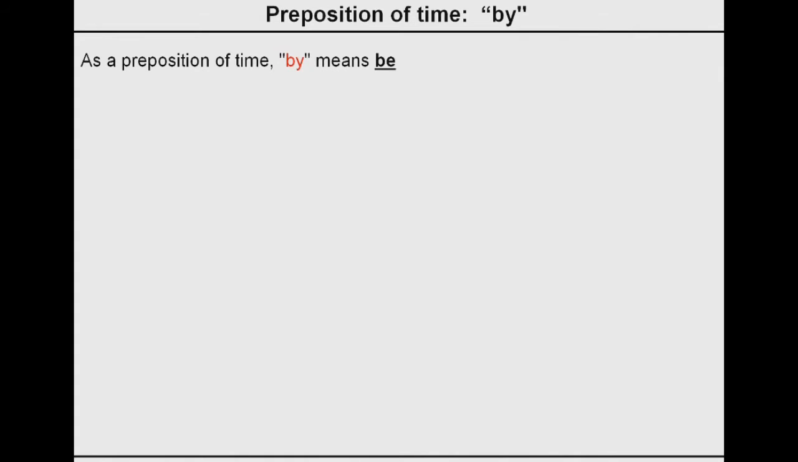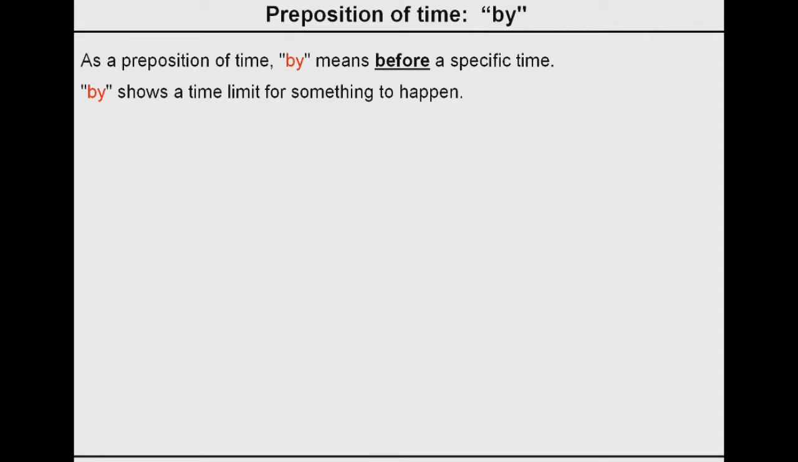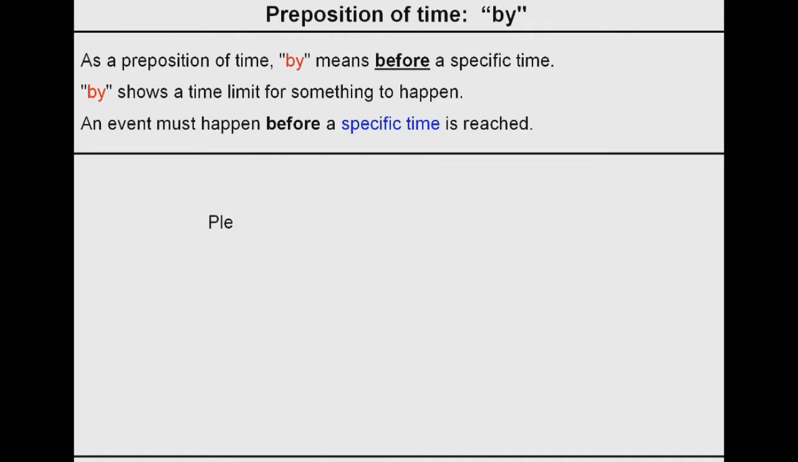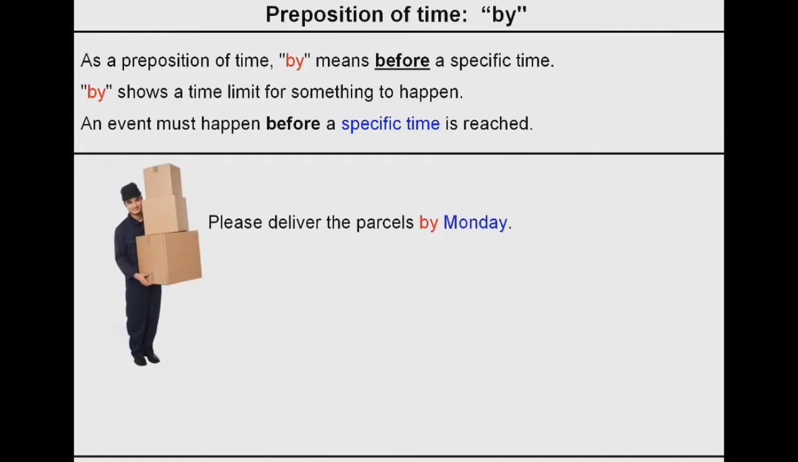So, as a preposition of time, by means before a specific time. By shows a time limit for something to happen. So, an event must happen before a specific time is reached. Example: please deliver the parcels by Monday. By Monday. So Monday is the specific time, and this means we are asking someone to deliver the parcels before Monday, before the specific time.